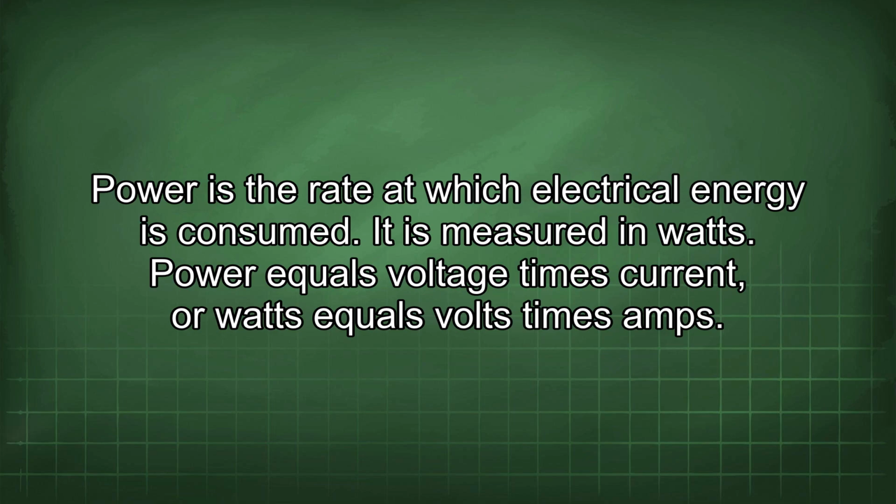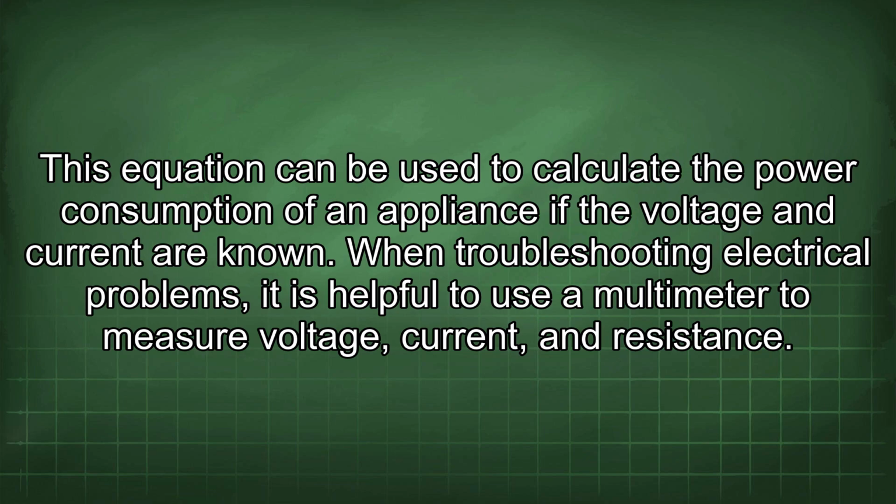It is measured in watts. Power equals voltage times current, or watts equals volts times amps. This equation can be used to calculate the power consumption of an appliance if the voltage and current are known.